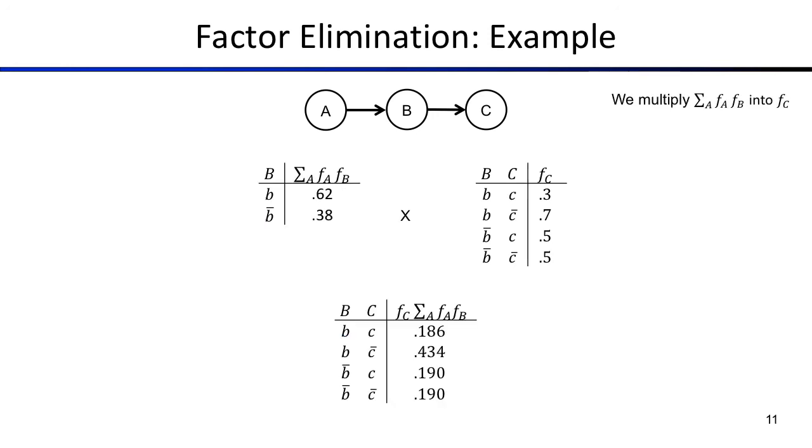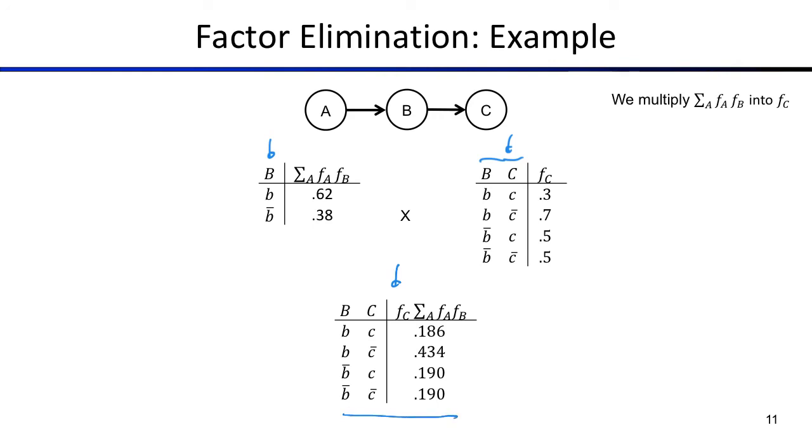Okay, so we are here. Again, we have done this several times before, it is the multiplication of these two factors. When we multiply these two factors, we get this factor here that mentions variables B and C. Remember that this one here mentions variable B, and this one here mentions variables B and C. The resulting factor must mention variables B and C. And we have this resulting factor here.